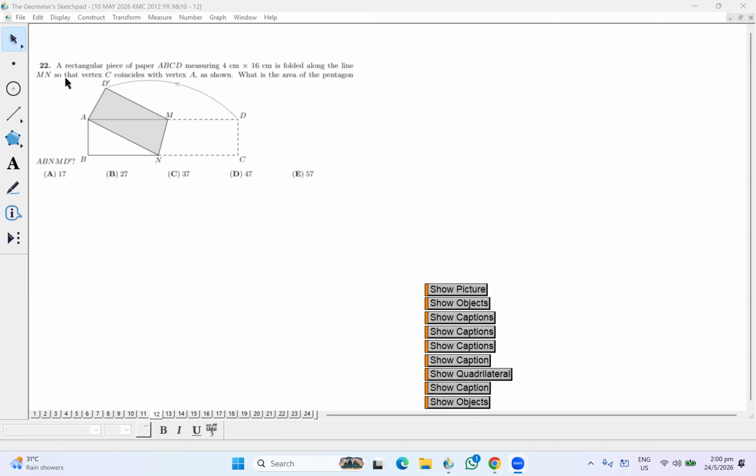A rectangular piece of paper ABCD measuring 4 cm by 16 cm is folded along the line MN so that the vertex C coincides with vertex A as shown. What is the area of the pentagon ABNMD?